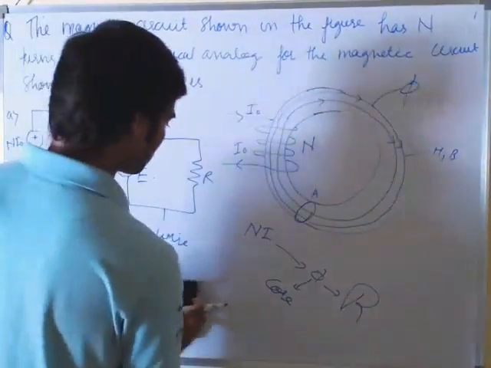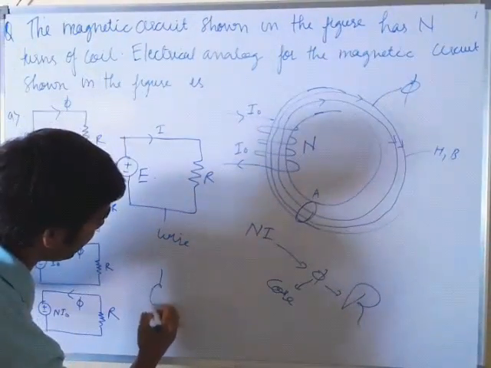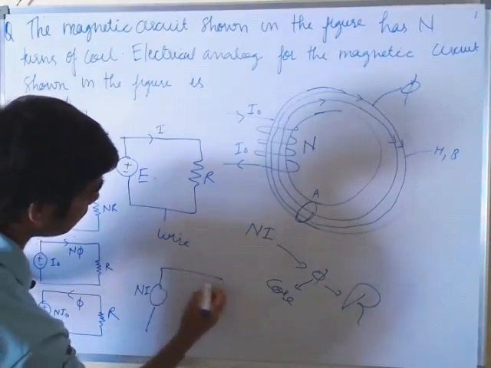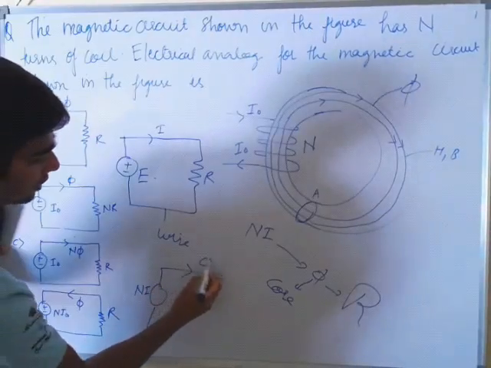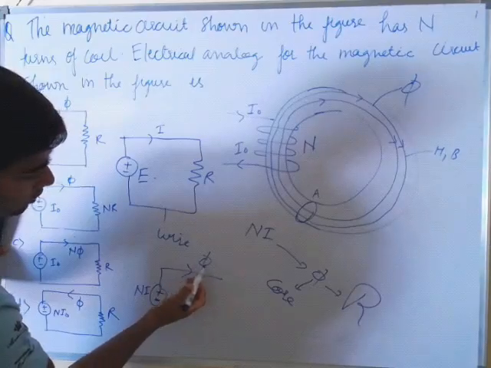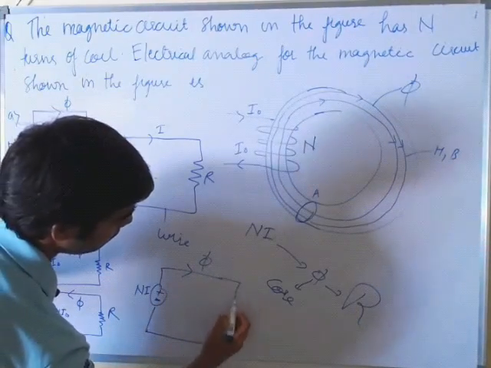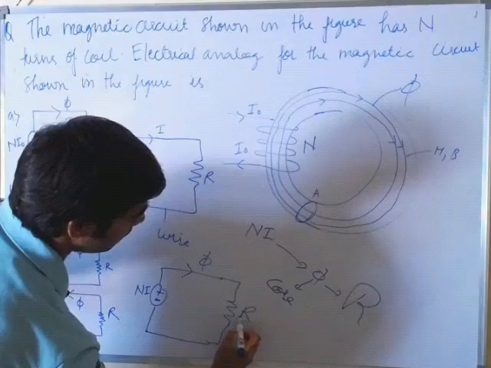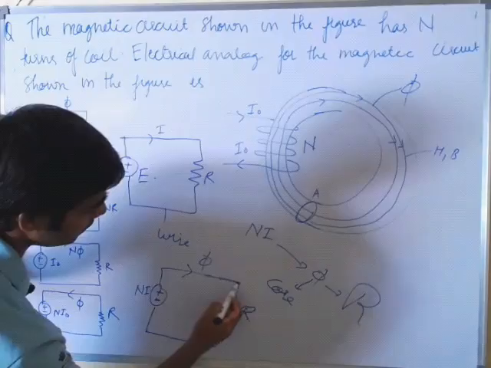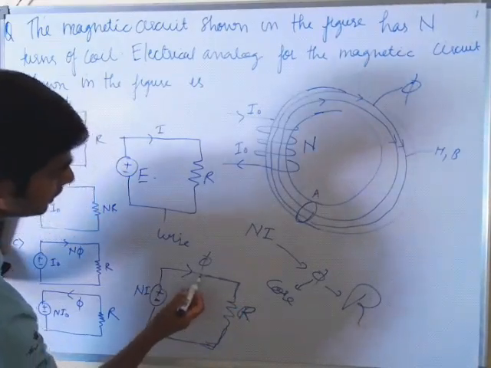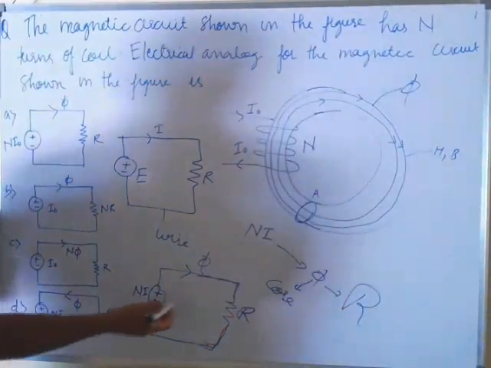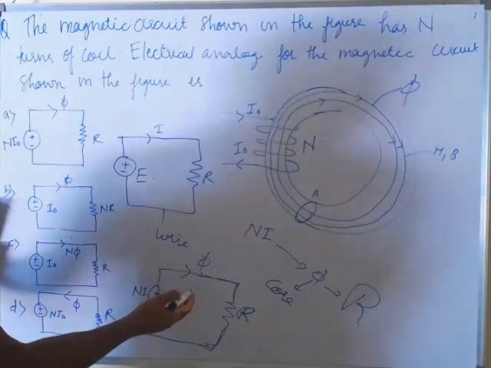Now let us draw Ni. We will draw Ni in place of E. What does this MMF produce? Flux. If this is the polarity, the direction of flux will be like this. Now reluctance R. This is the core, which is compared with the wire. So this is the complete electrical analog for the magnetic circuit.